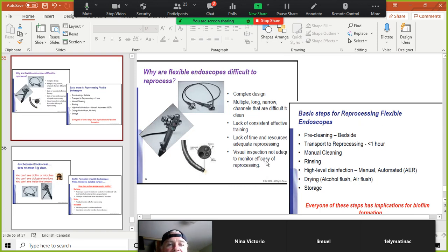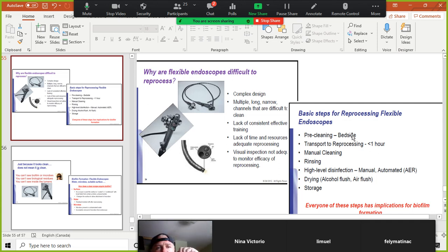Why are these scopes difficult to reprocess? Complex design, multiple long, narrow channels, lack of consistent, effective training, lack of time and resources, these kinds of things. Basic steps for reprocessing an endoscope. Okay, pre-cleaning at the bedside.